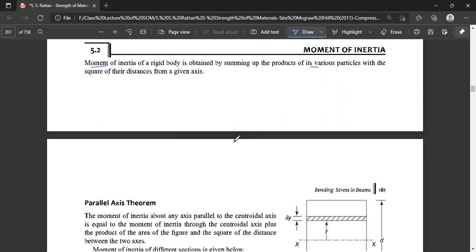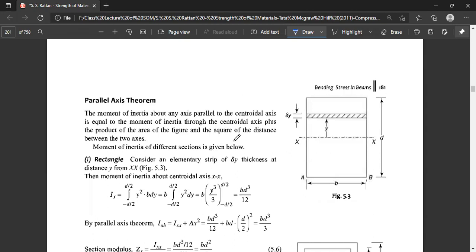What is the moment of inertia just appeared? Next, you have to find out the moment of inertia of different types of cross section. The moment of inertia about any axis parallel to the centroidal axis is equal to the moment of inertia through the central axis plus the product of the area of the figure and the square of the distance between the two axes. So we have to know the centroidal axis, meaning the axis through the centroid.